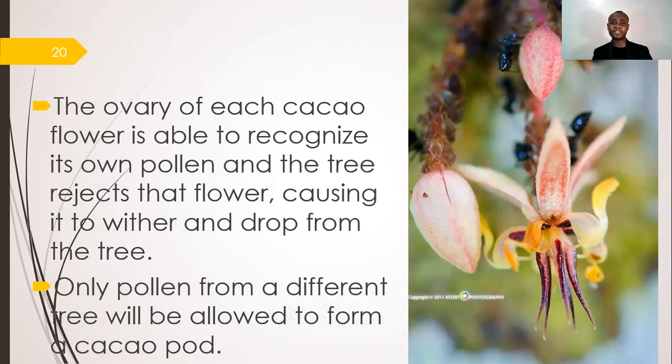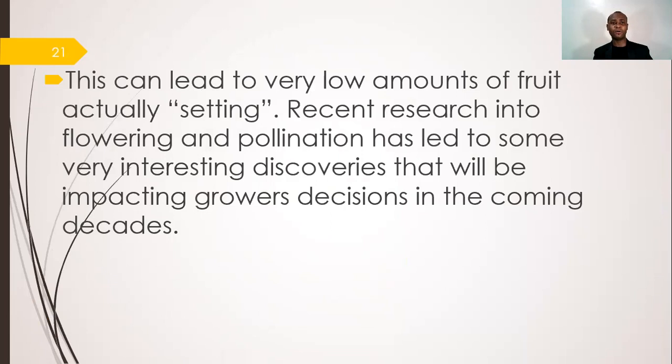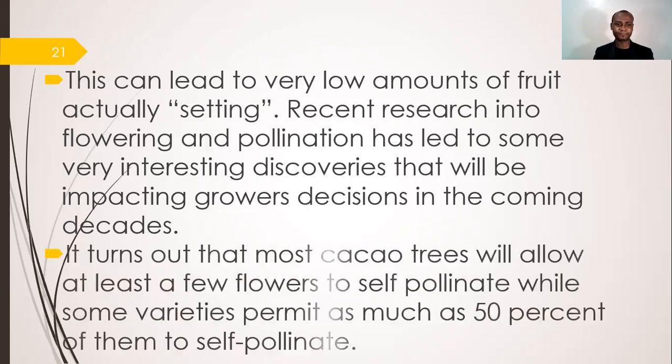Okay, so you need to get it very well. So this can lead to a very low amount of fruit actually setting. So recent research into flowering and pollination has led to some very interesting discoveries that will be impacting cacao growers this season, in the coming decades.